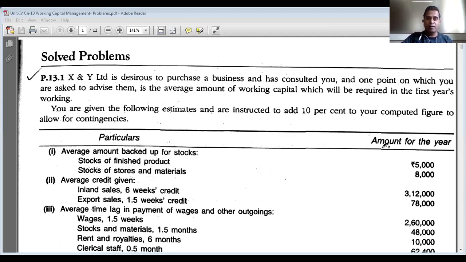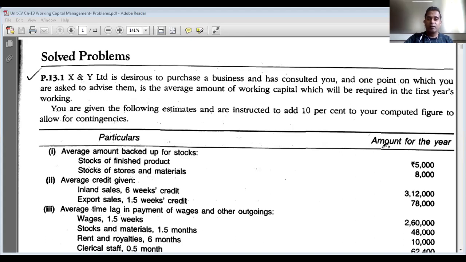X and Y Limited is desirous to purchase a business and has consulted you, and one point on which you are asked to advise them is the average amount of working capital which will be required in the first year's working. So you have been asked to estimate the working capital required for the first year's working of the new business. You are given the following estimates and are instructed to add 10% to your computed figure to allow for contingency. So remember, once you determine net working capital, you need to add 10% for contingencies.